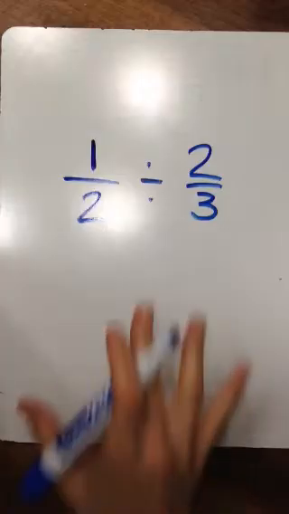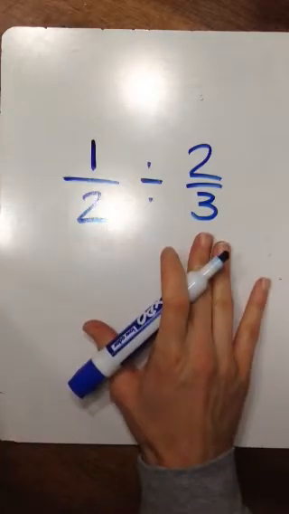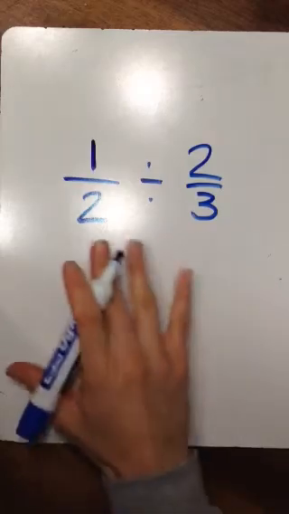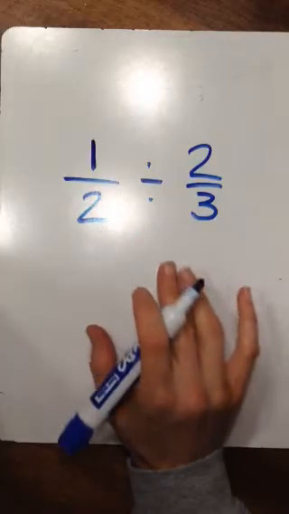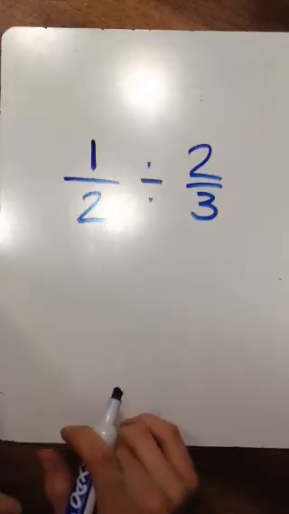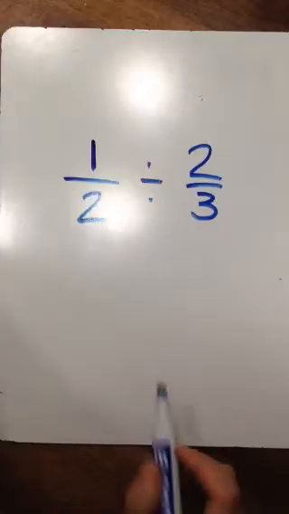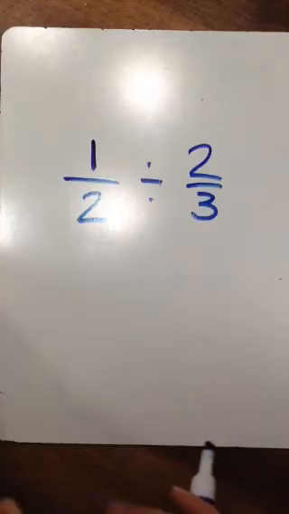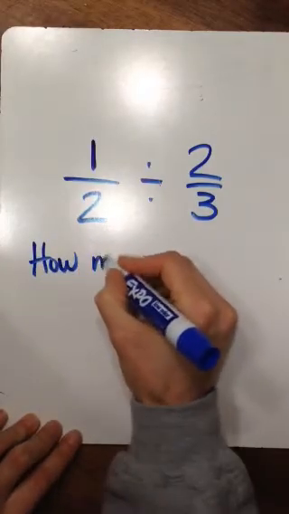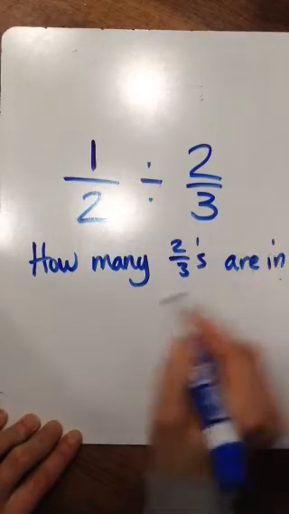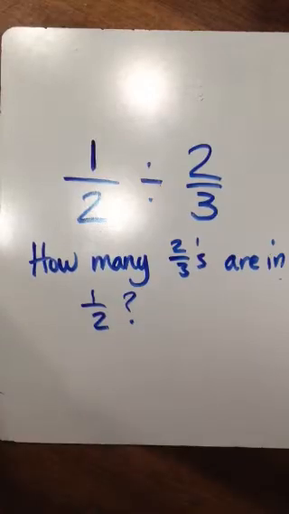Okay, now I told you how to work this mathematically, and we're going to show you how to do that, but let's try to make sense of it real quick. This problem means how many 2/3 are in 1/2? So 1/2 divided into 2/3. If you want to write that out, how many 2/3 are in 1/2? That's the question we're asking.